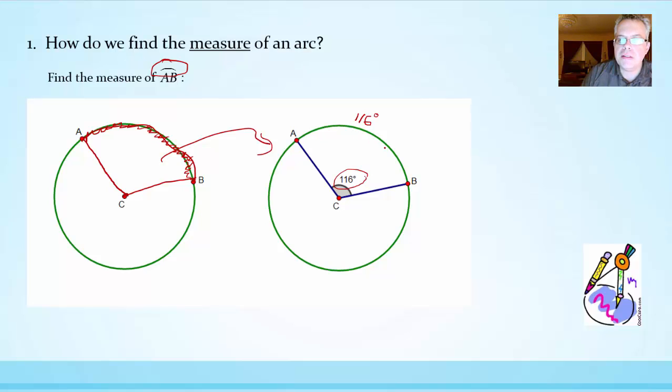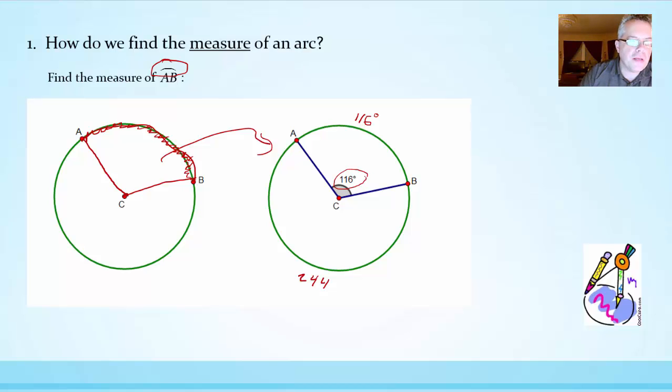Okay, AB is a minor arc because it's less than half the circle. The other part, going the other way, is a major arc because it's more than half the circle. The total measure of the circle is 360 degrees. So if we do 360 minus 116, I think we get 244. That would be the measure of this major arc on this side of the circle. So anyway, the measure of an arc equals the measure of its central angle.